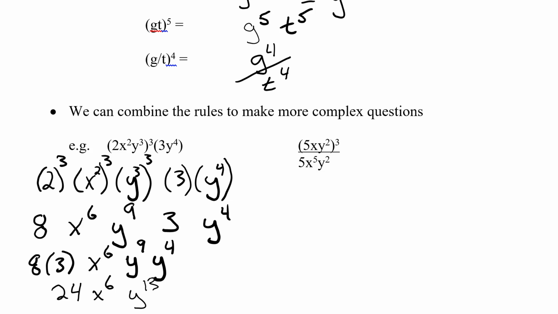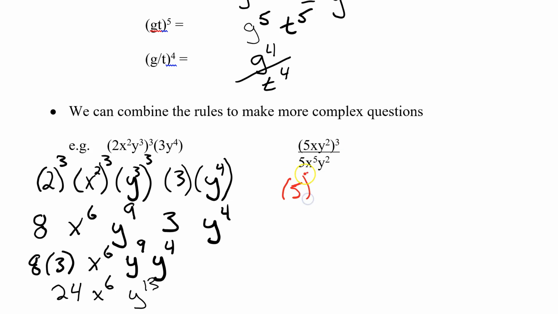Now let's look at the next example. 5xy squared to the 3rd, divided by 5x to the 5th y squared. Now there are a variety of ways you could start this, but I like starting mine the exact same way all the time. I see that I've got some power to a power, and I see I've got some division. So I'm going to start with the power to a power, and I'm going to break it out.